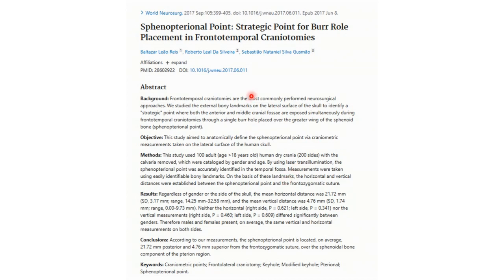Now, the sphenofrontal point has been described in this paper very well. It's by Rees et al. And it was published in 2017 in World Neurosurgery. According to their paper, they say this particular point lies on an average 21.72 mm posterior and 4.76 mm superior from the frontozygomatic suture. And as expected, by placing a burr hole in this particular location, which is nearly 20 mm posterior, 5 mm superior from the frontozygomatic suture, we can access both the anterior and middle cranial fossa.